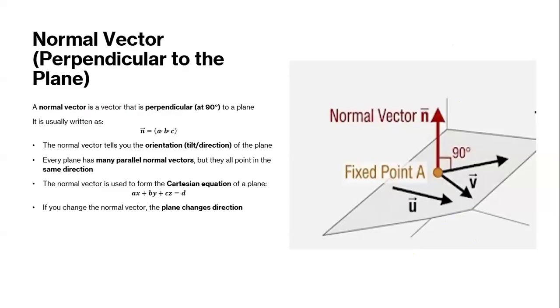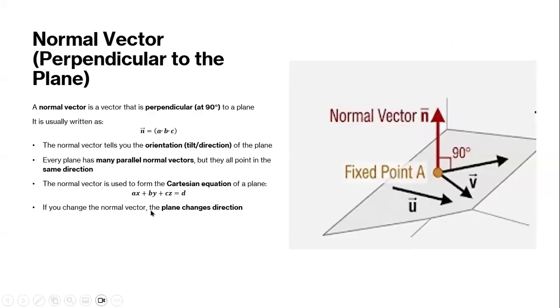All right, so looking at the normal vector, which is perpendicular to the plane. First, the normal vector is a vector that is perpendicular at 90 degrees to a plane. It is usually written as n equal to (a, b, c). The normal vector tells you the orientation, or the tilt and direction, of the plane. Every plane has many parallel normal vectors, but they all point in the same direction. The normal vector is used to form the Cartesian equation of a plane, ax plus by plus cz equal to d, which we will be looking at in the next few slides.